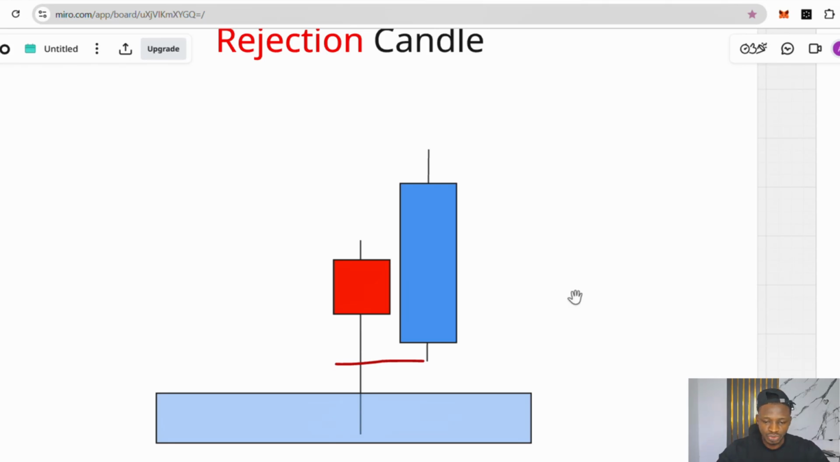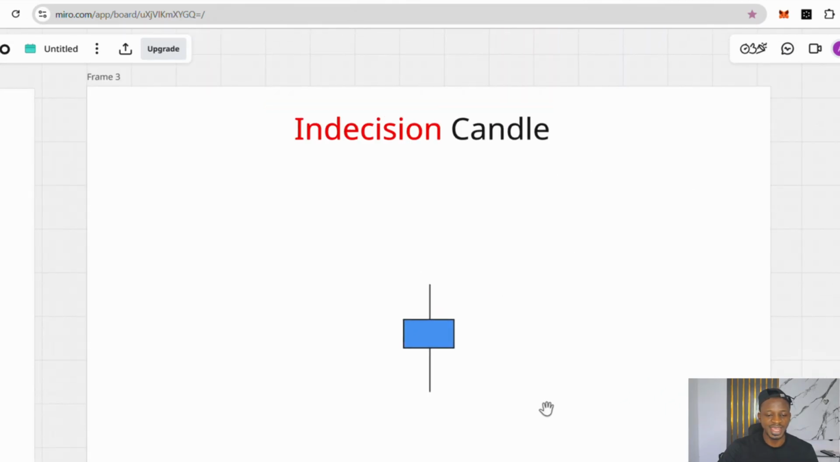So guys, let's go to another type of candlestick that I have for you, which is the indecision candle. This is the indecision candle right here. You understand? Why is it indecision? It is indecision because it has both a longer upper wick and a longer lower wick with little to no body.